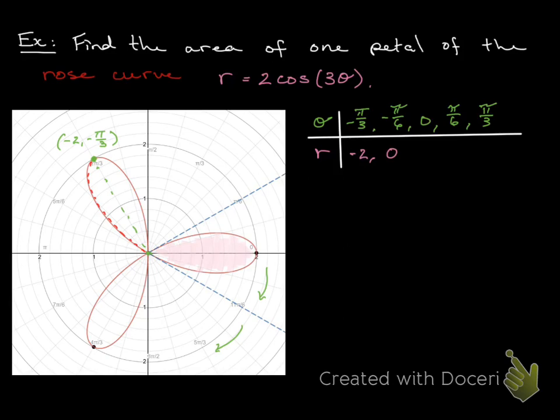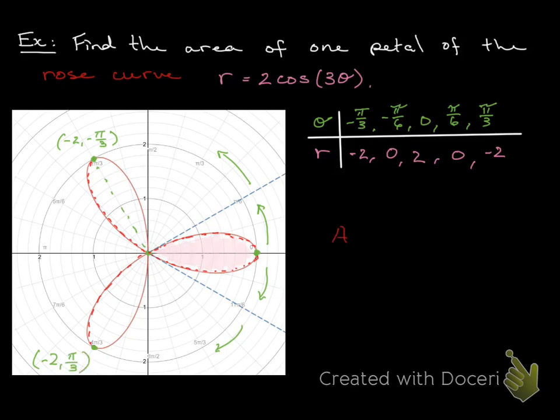Okay? Next point is when theta is 0. Cosine of 0 is 1 times 2 is 2. So an angle of 0 should put me out 2 radial units right out here. Okay? If I keep going, I keep connecting these dots, these nice values I'm getting. The next one, an angle of pi over 6, takes me back to the origin. I trace back to the origin. And then finally, when theta is pi over 3, I should be at, again, -2 radial units. So back through the origin to the other side, and I land at that point there, -2, pi over 3.